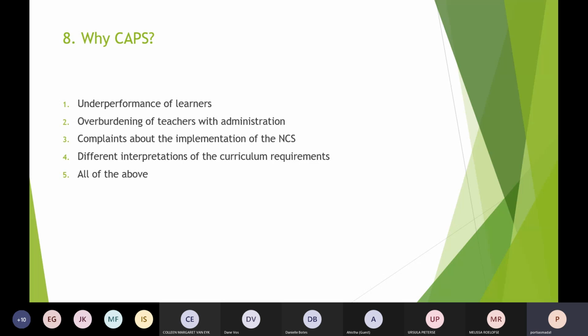All of the above was problematic with the older curriculums, all right? There were problems with the curriculums and they didn't work out as planned. That's why they moved to the CAPS curriculum.